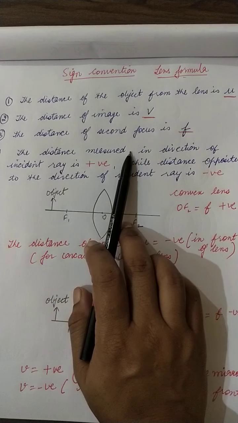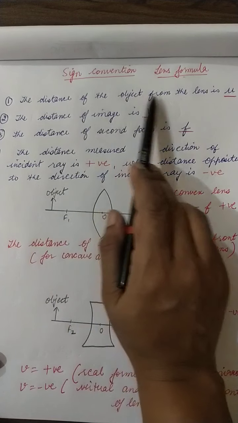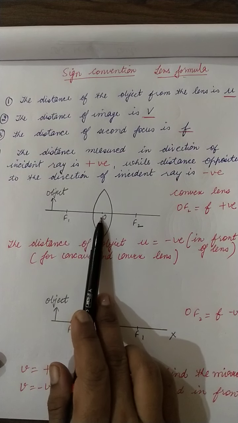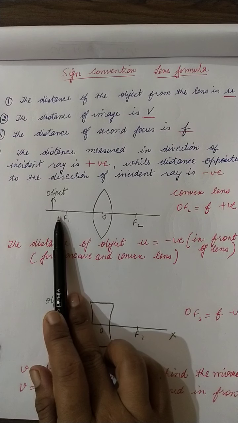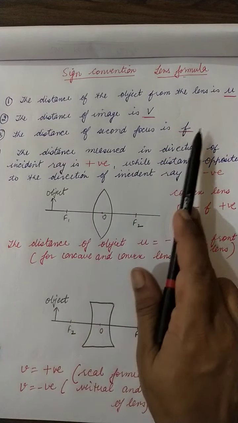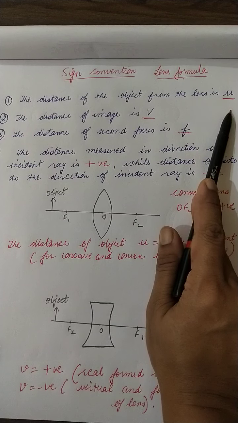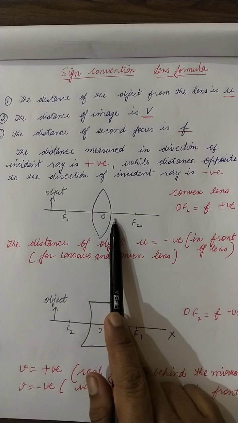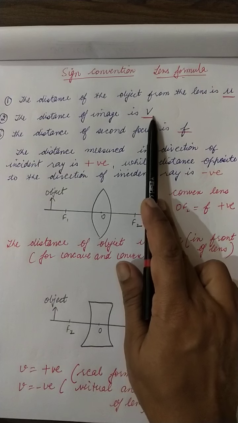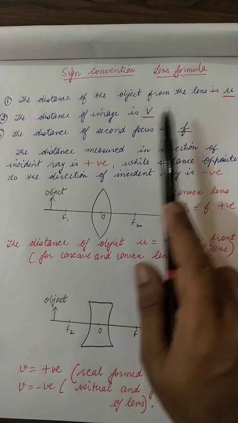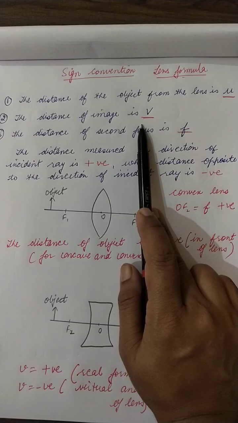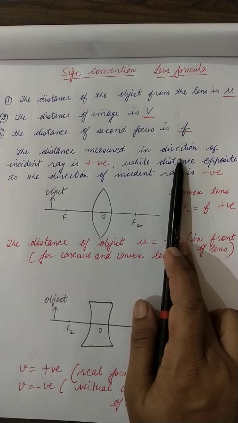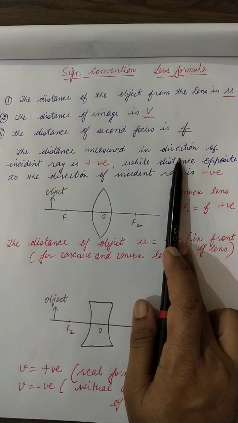As I told you in the last class, suppose this is the object and this is the optical center. The distance from the optical center to the object is denoted by small u. The distance of the object from the lens is u. And the distance of the image formed from the optical center is v. As you know, in a convex lens, images are formed on the right hand side. So the distance of the image we will take as v, right?